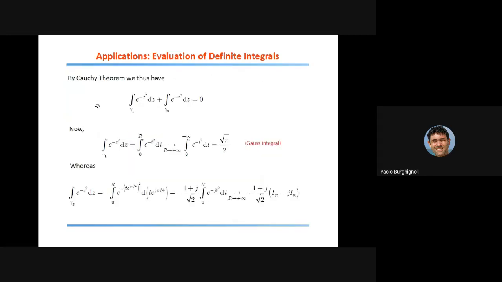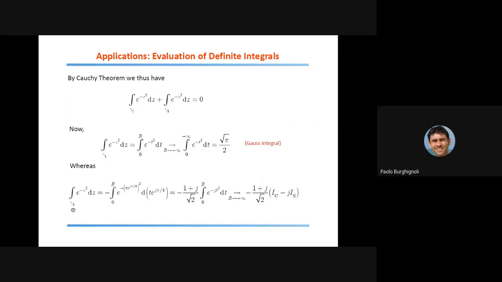As I said, by Cauchy theorem, now the sum of those two contributions along gamma 1 and gamma 3 must be equal to 0. Now, the contribution along gamma 1 can be calculated explicitly because we are on the real axis, so we integrate from 0 to r the function e^(-t^2). When r goes to infinity, we obtain the standard Gaussian integral, which we know is equal to the square root of pi divided by 2.